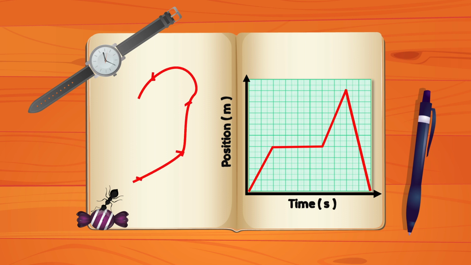Notice the path taken by the ant. Even though the ant has taken a curved line, the graph is drawn using straight lines. This is because the motion of an ant is plotted against time on a graph with no direction being considered.